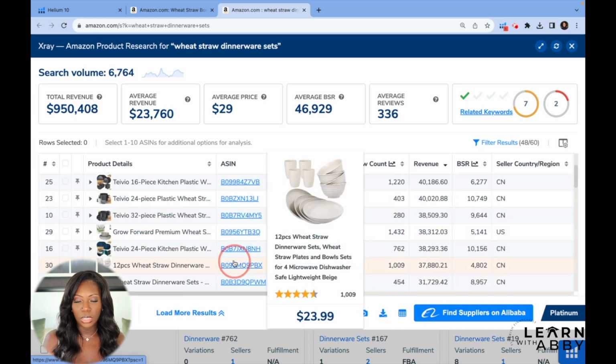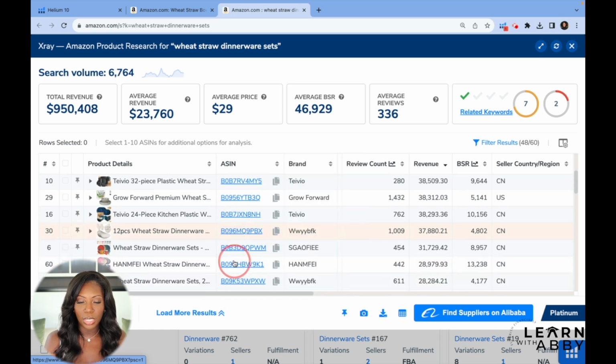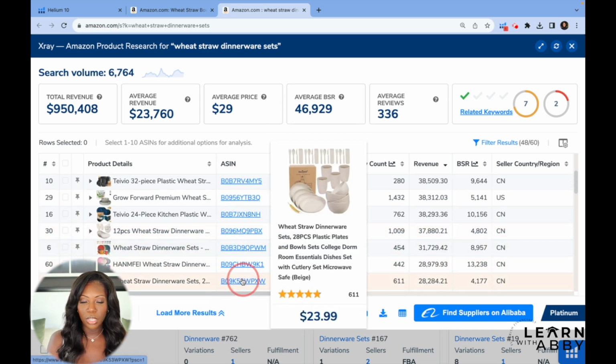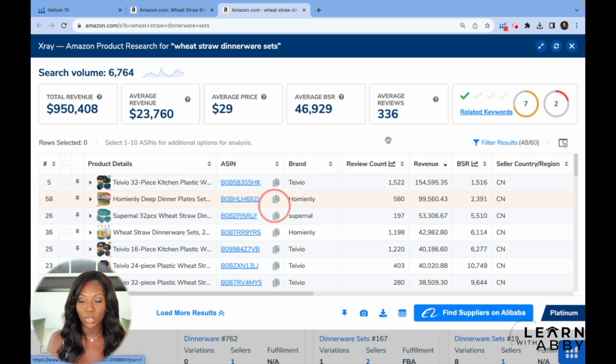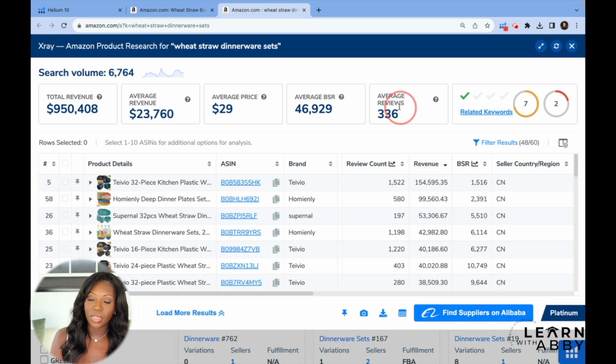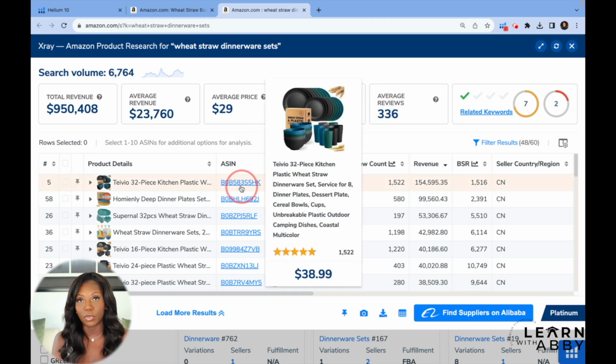Okay, these all seem to be the wheat straw dinnerware sets. Okay, so there's not really much that we can remove from here in order to get the average reviews down. So this review count is still above what is ideal, but the competition isn't crazy. So this is something that is a potential product. It really would just depend on how you would plan on differentiating.